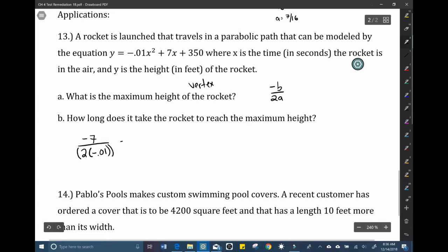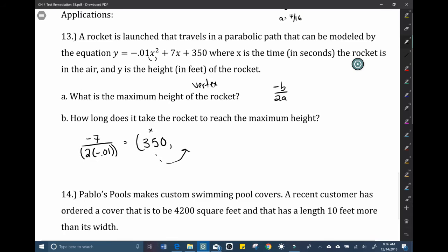Typing all that in my calculator. Negative 7 divided by 2 times negative 0.01. I get 350. Okay, now that's the x-coordinate of the vertex. If I substitute that back in, then I'll get the other part of my vertex. So I put that back in for x: negative 0.01 times 350 squared, don't forget to square it, plus 7 times 350, plus 350 equals 1575.